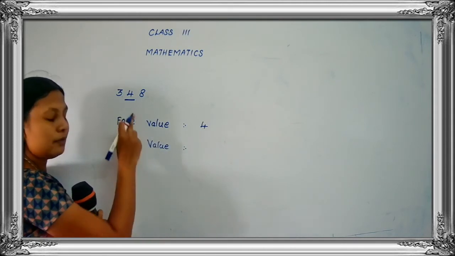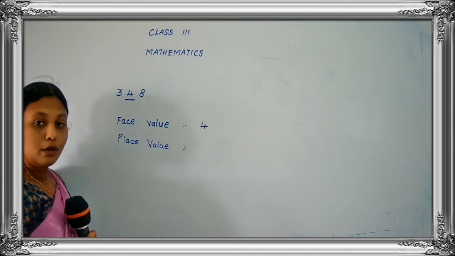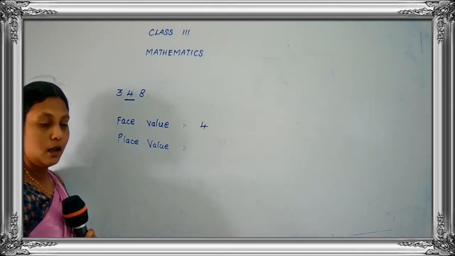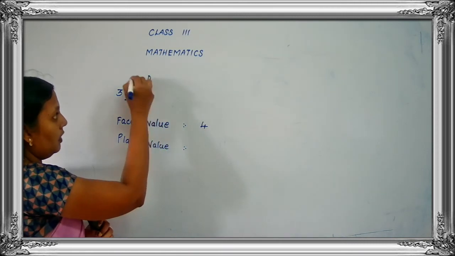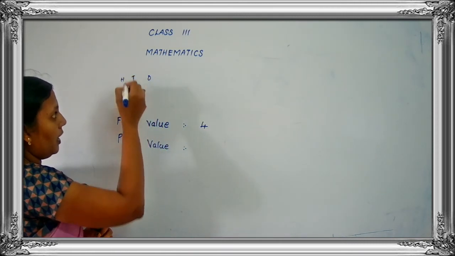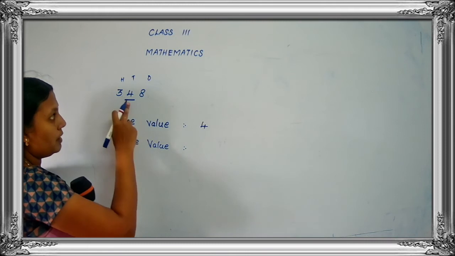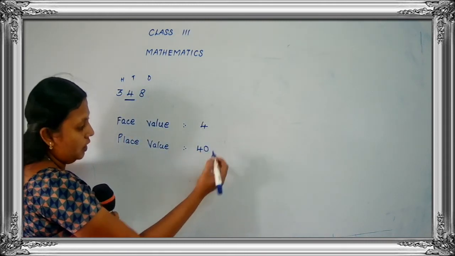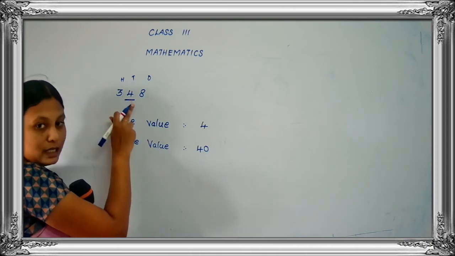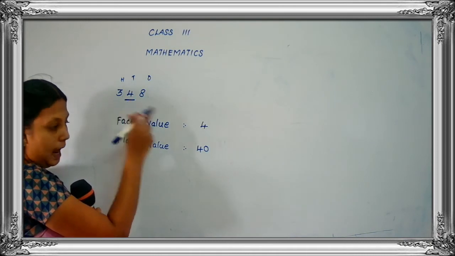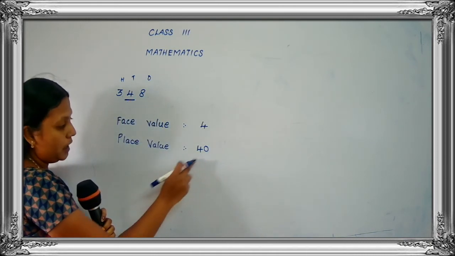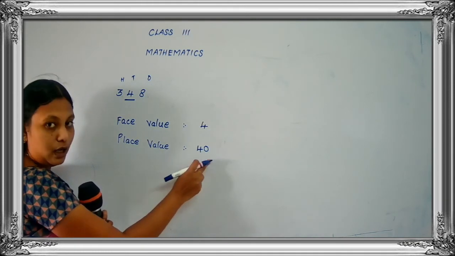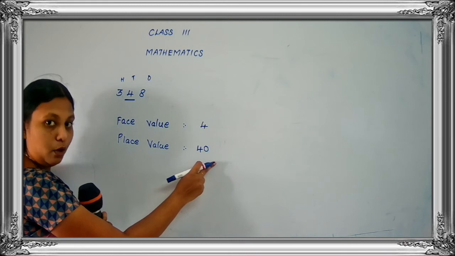Then place value. Okay. 4 is in which place? Ones place or tens place or hundreds place? Ones, tens and hundreds. Okay. Place value. 4 is in tens place. So you want to write 40. Okay. This one is tens place. Yes, tens place means you want to add a 0. 4 means 40. 8 means 80 will come. 9 means 90 will come. 2 means 20 will come. Okay, children.